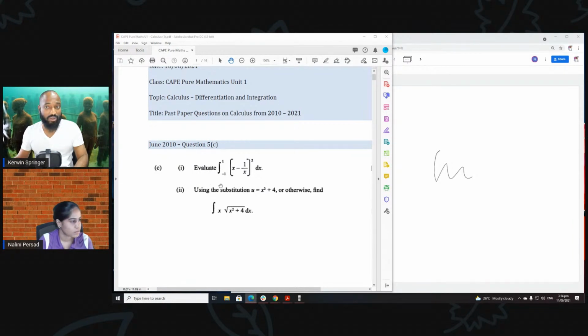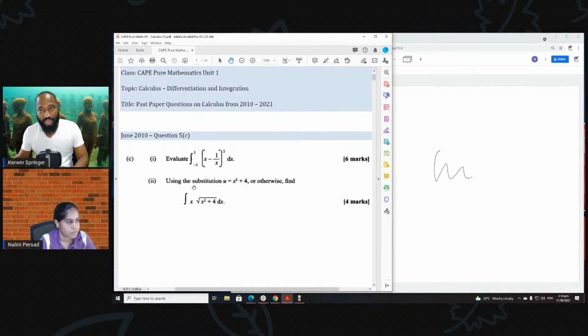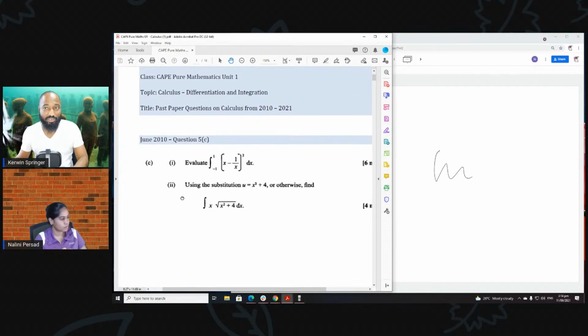You need to evaluate the integral of (x minus 1 over x) all squared between -1 and 1 with respect to x. So that's a definite integral. This came in June 2010. And then, using a substitution where u is equal to x squared plus 4, or otherwise, find the integral of x times the square root of x squared plus 4, all over x squared plus 4, with respect to x as well. So this is some integration hustle.